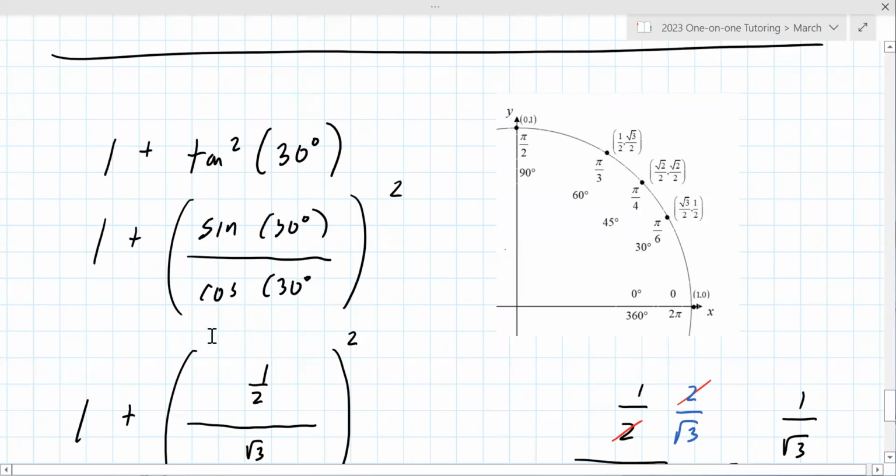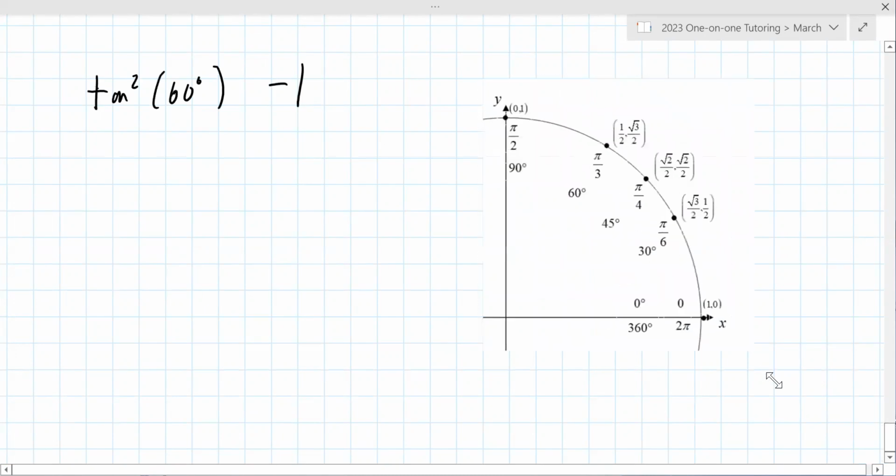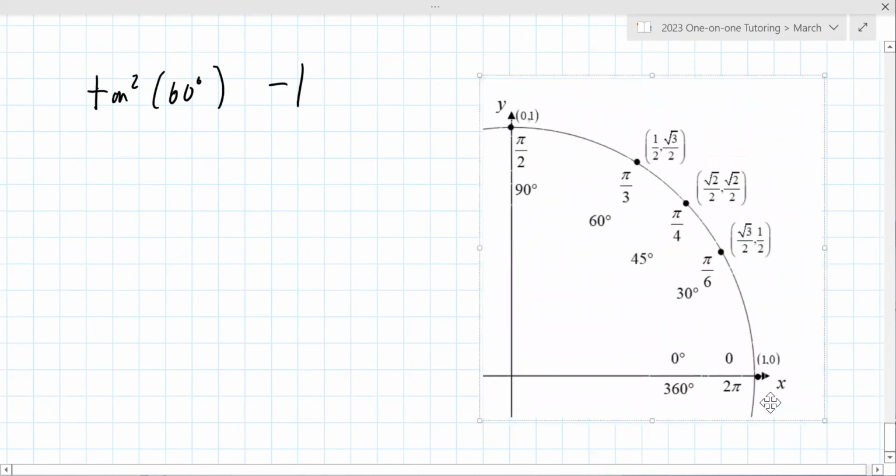I think I got it. I wrote it down. Okay, let me have you try one here. This will probably close out our last problem day. Let's do tangent squared 60 degrees minus 1. I'll have that unit circle there. So go ahead and work this out. Let me know what you come up with, and please ask questions if anything is unclear along the way.